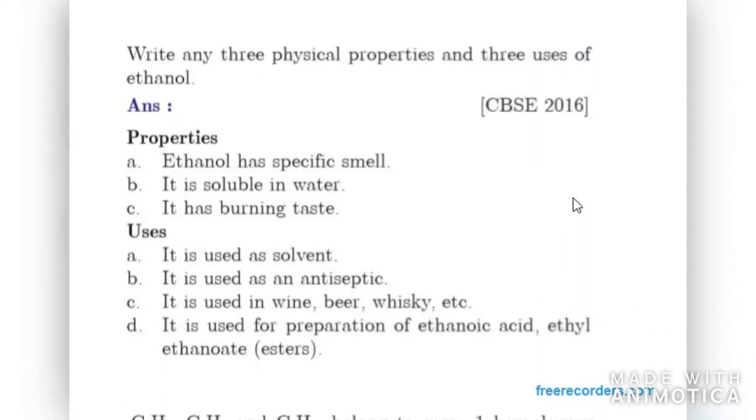Next is write any three physical properties and three uses of ethanol. Ethanol has a specific smell and it is soluble in water. It has a burning taste. Whereas for uses, it can be used as an antiseptic, it can be used as a solvent, it can be used in wine, beer or whiskey making, and it is used for preparation of ethanoic acid and esters as we learned earlier.